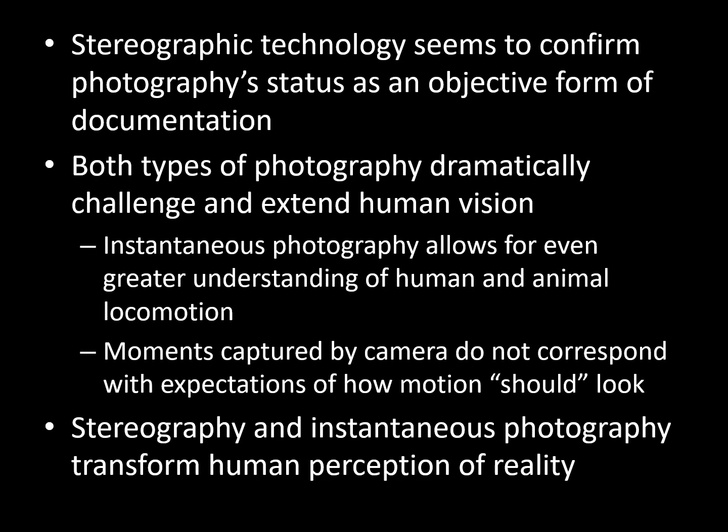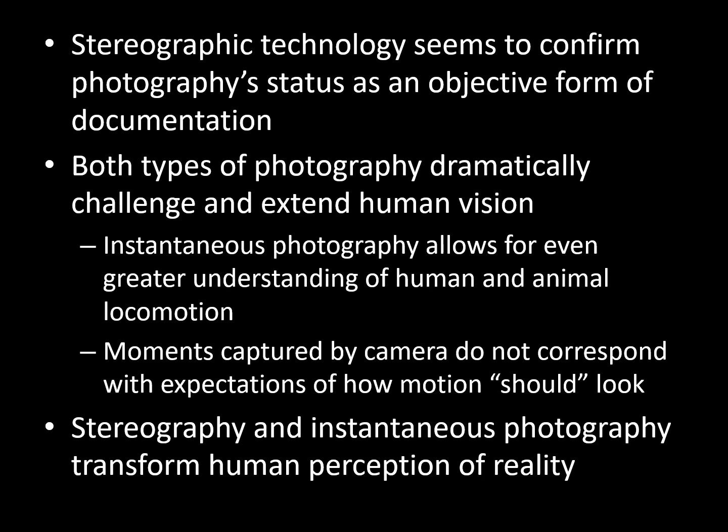So, starting with stereography, this seemed to confirm photography's status as an objective form of documentation because it recorded the three-dimensional appearance of the world. Stereography and instantaneous photography, though, dramatically challenged and extended human vision. For example, Muybridge's instantaneous photography allowed for even greater understanding of human and animal locomotion. However, what it documented didn't look the way people thought that motion should look.